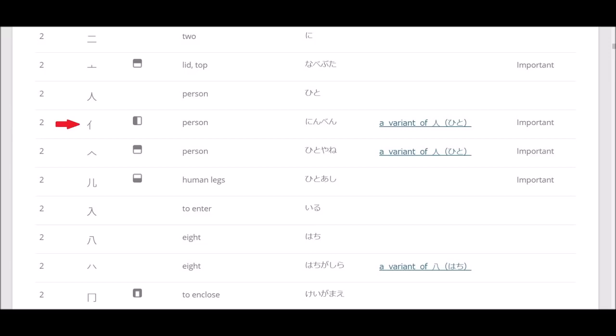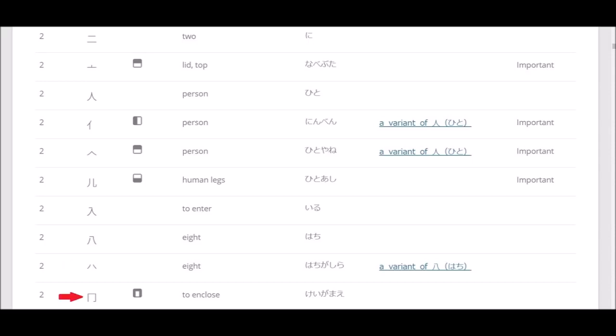So the one that looks to me just kind of like a pillar is pronounced ninben, because ben means it's on the left side of the kanji, and that also means person. And then you have hitoyane, which means person as well, and it's yane because it's the top of the kanji. Then we have hitoashi, which means human legs, iru, which is to enter, and then hachi, which is 8, and then hachigashira, which is also 8. So note the different ways of expressing that same kanji. Looks similar, but it's slightly different.